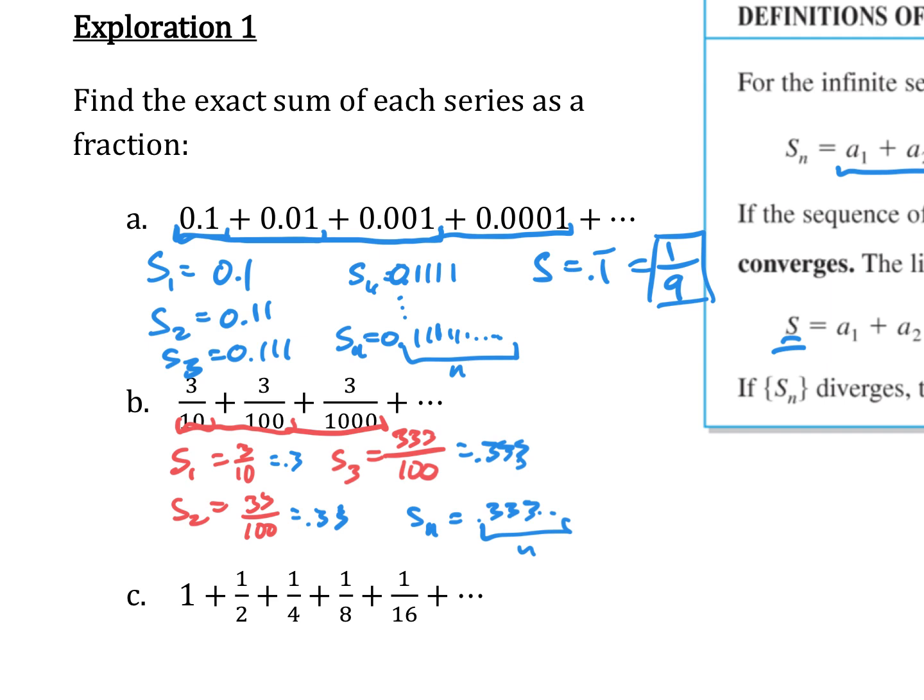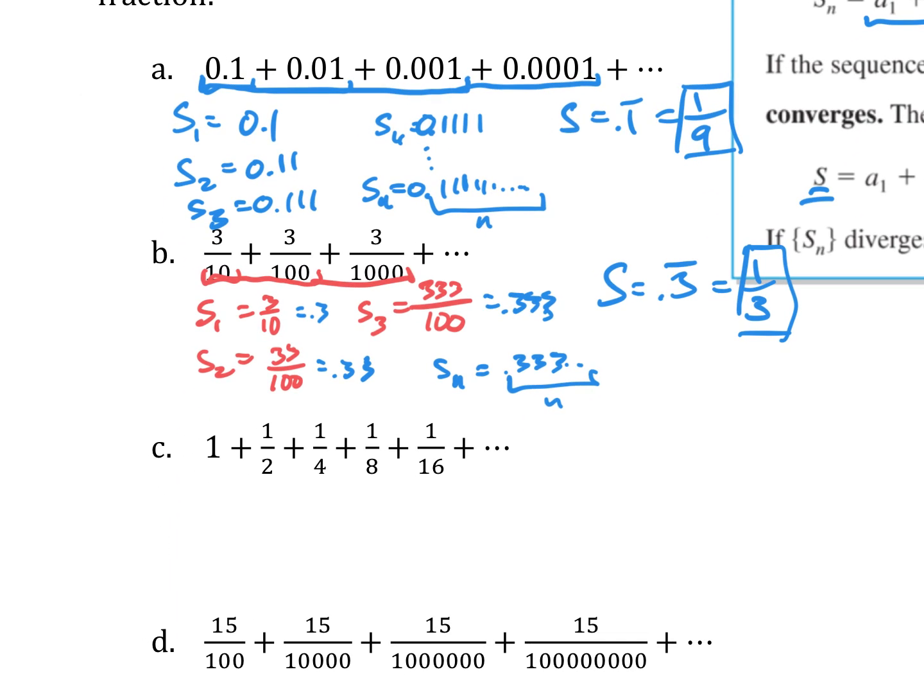Well, it's getting close to 0.3 repeating. So the sum is going to 0.3 repeating. And do you recognize 0.3 repeating? Well, that's 3/9 or 1/3. Okay, kind of hopefully familiar. Probably seen that in the past.